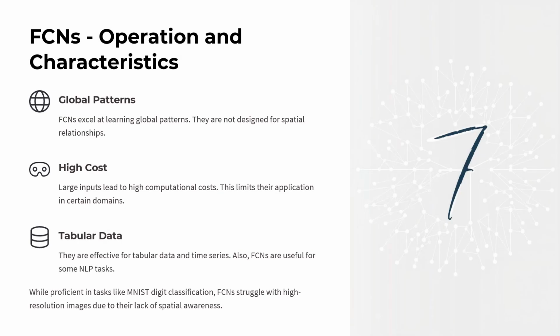Next, we will see FCN operations and characteristics. First one is global patterns. FCNs are great at learning global patterns in data, but they don't capture spatial relationships which are important in images. For example, they would not recognize that two nearby pixels in an image form an edge or a shape.